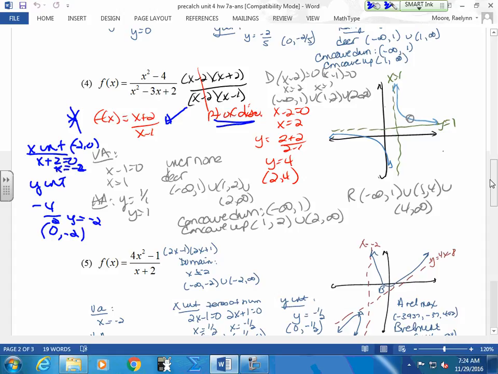I must have erased it and redid it, and something weird happened to it, so I don't know what happened to it. I might have changed it. Everybody okay with this one? Yes.